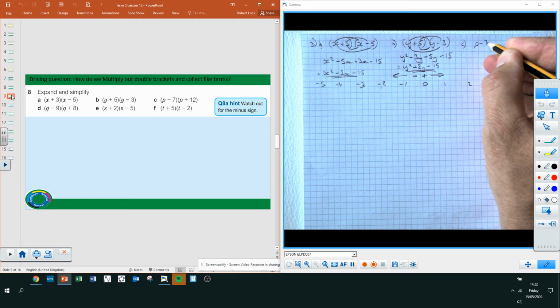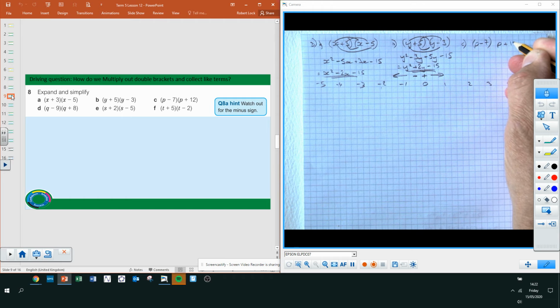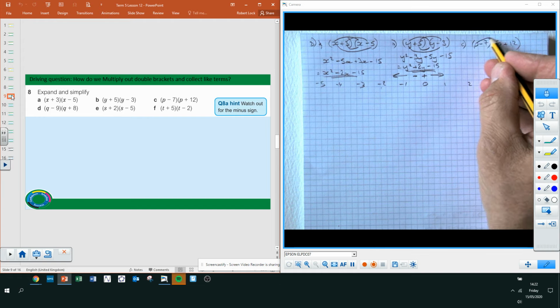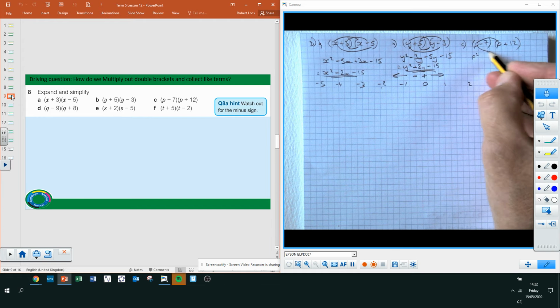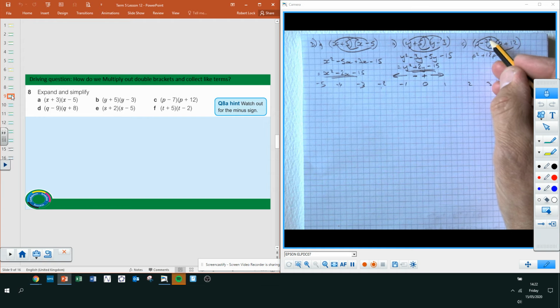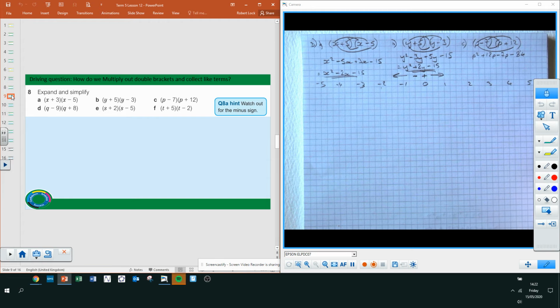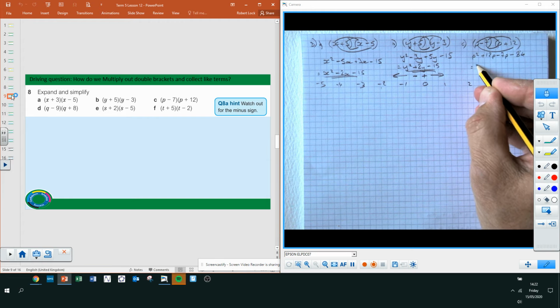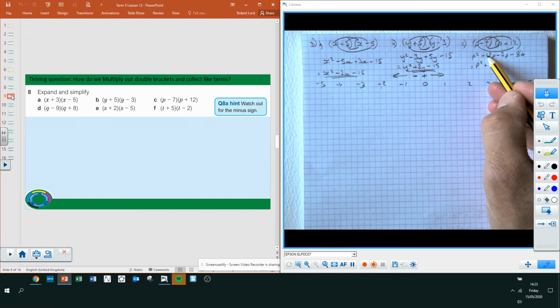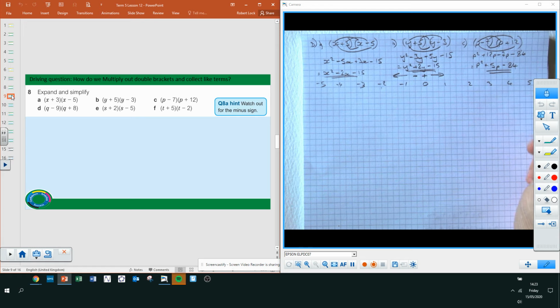P minus 7, p plus 12. So p times p, p squared. P times 12 plus 12p. Minus 7 times p, minus 7p. And 7 times 12, a plus and a minus is going to be a minus. 7 times 2 is 14. Put 4 down, carry 1. 7 times 1 is 7 plus 1 makes 8, so 84. So collecting like terms equals p squared plus 12, take away 7 is 5, plus 5p minus 84. D.